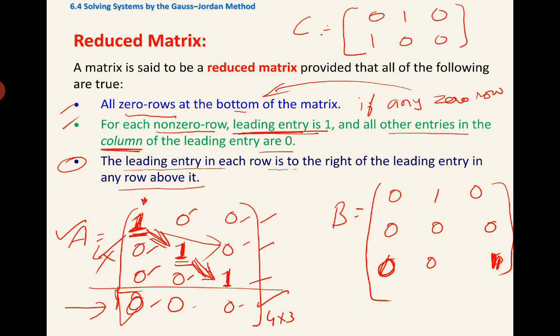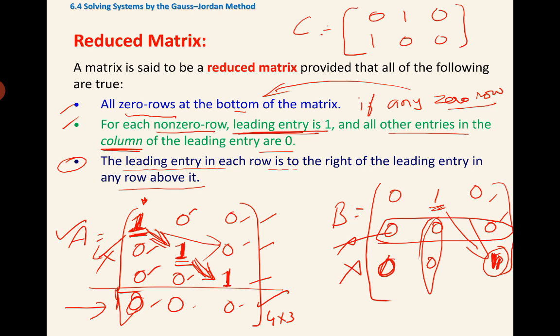Let's try B. What's wrong with B? What's the failure? Any zero row should be in the bottom, but here the 0 row is in the middle. That's the first failure. The first point itself is a failure. All other points are good. You see, the leading element is 1, and all the column elements are zeros. Here it is on the right side of the previous leading element, and all the column elements are zeros. Leading entry is 1. All other points are true, but the 0 row is not in the bottom, it's in the middle. So this is a failure.